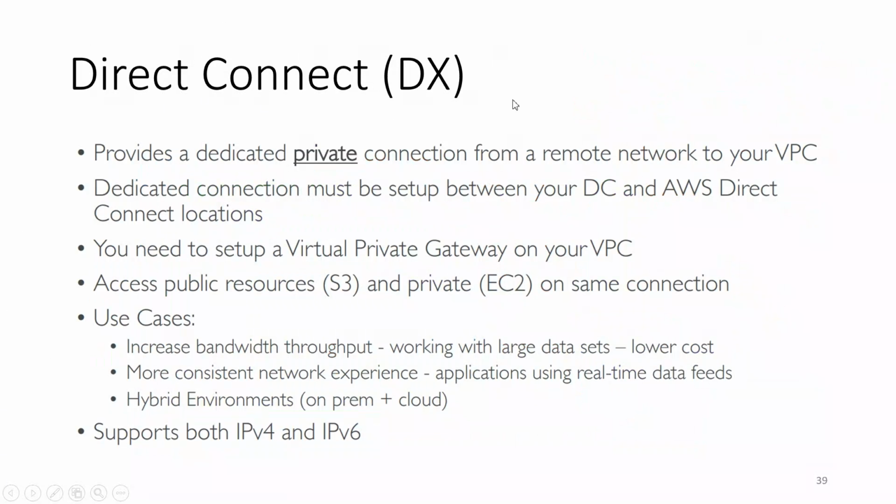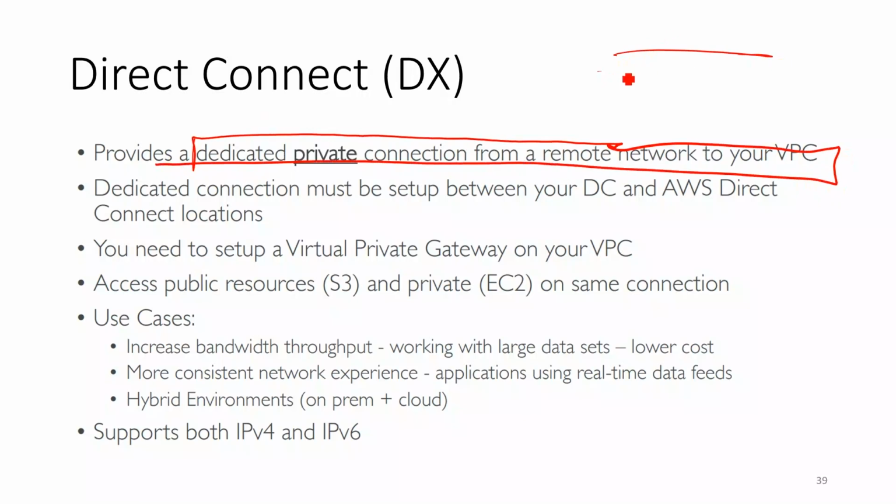The other way to connect is Direct Connect, or DX, and it is actually the most expensive type of connection, I would say, because it provides a dedicated private connection from a remote network to your VPC. It's kind of like an optical fiber connection between your corporate data center and your VPC, and it is the fastest and most expensive way of communicating between your networks.